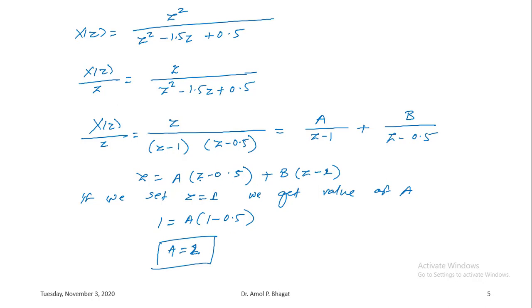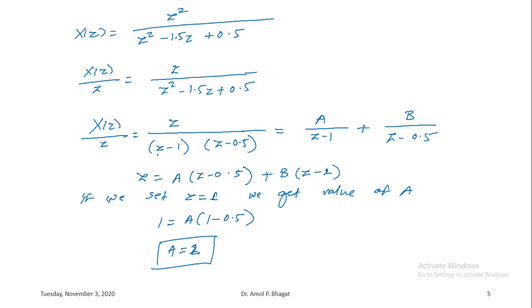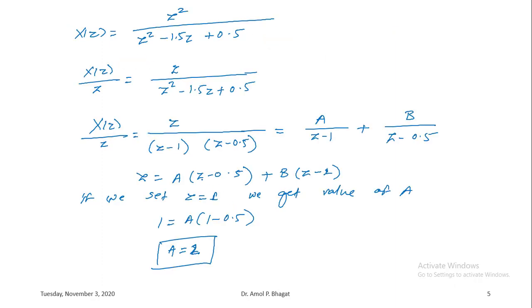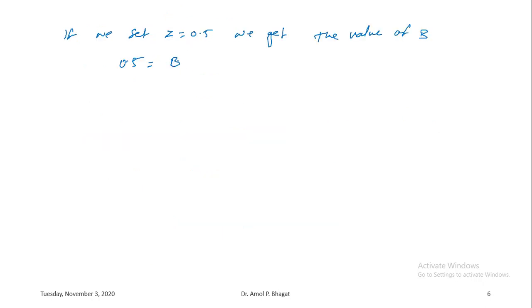Similarly here you can set z is equal to 0.5, so this term will be 0, and you will get the value of B, right? So again, if we set z is equal to 0.5, for the value of B, right? So here again I'll be writing 0.5 is equal to, so this 0.5 minus 0.5 will be 0, this term will be 0, B into 0.5 minus 1 will be there, right?